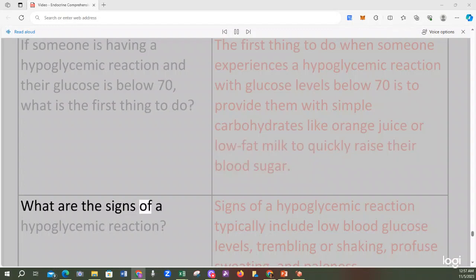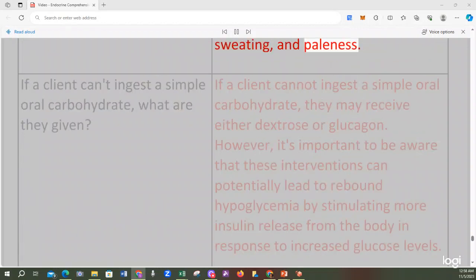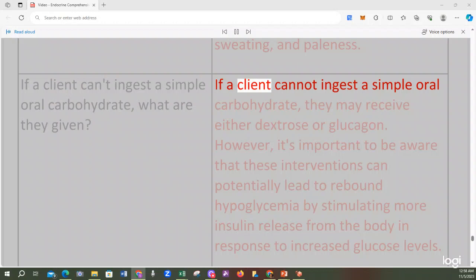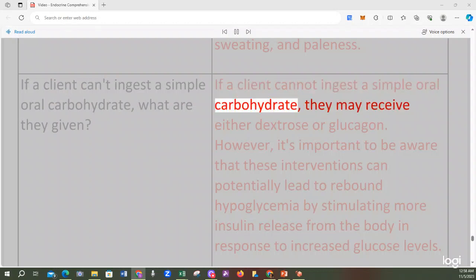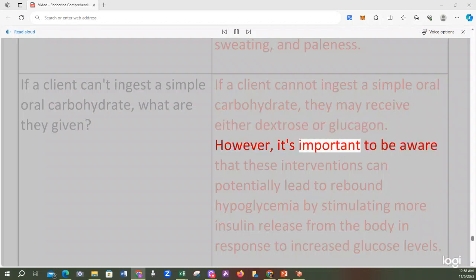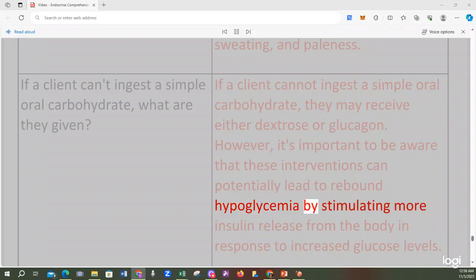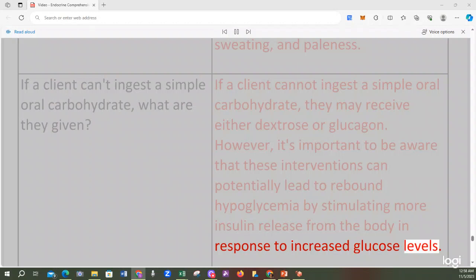What are the signs of a hypoglycemic reaction? Signs of a hypoglycemic reaction typically include low blood glucose levels, trembling or shaking, profuse sweating, and paleness. If a client can't ingest a simple oral carbohydrate, what are they given? If a client cannot ingest a simple oral carbohydrate, they may receive either dextrose or glucagon. However, it's important to be aware that these interventions can potentially lead to rebound hypoglycemia by stimulating more insulin release from the body in response to increased glucose levels.